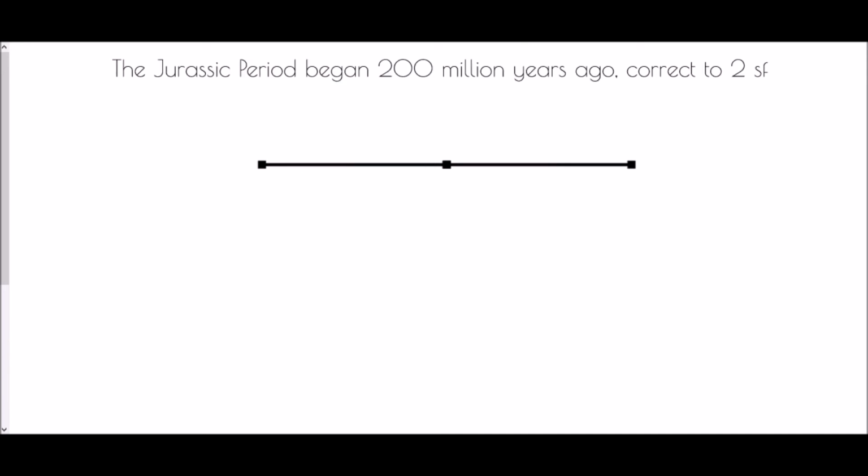The Jurassic period began 200 million years ago, correct to 2 significant figures. So again, this number here is going to be in the middle, so 200 million. And it's correct to 2 significant figures, which means 1, 2. And so in this case, it was rounded here, which means it was actually rounded to the nearest 10. And so the nearest 10 would be 190 million or 210 million.